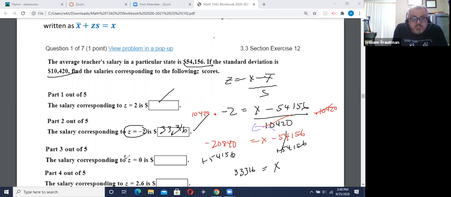A z-score of 0. Remember, a z-score of 0 is the average. 54,156. The average is right here. This is the average. It's also a z-score of 0. So a z-score of 0 is whatever the mean is.